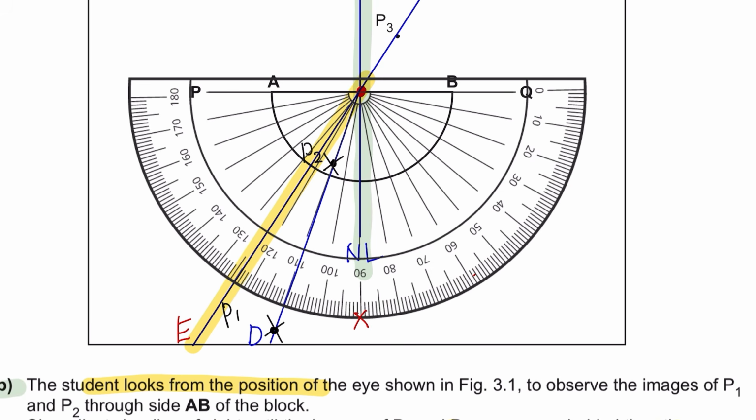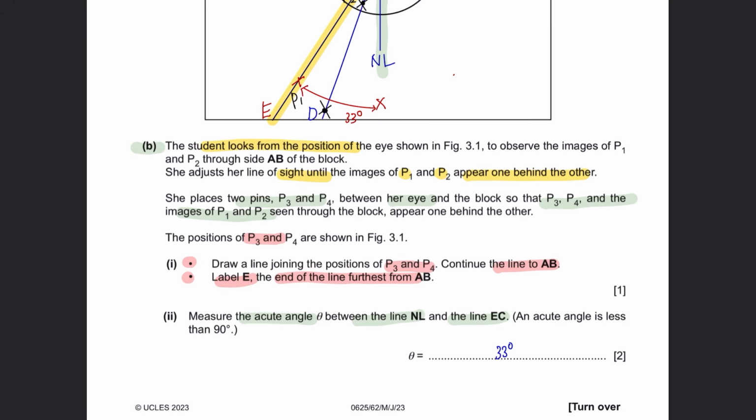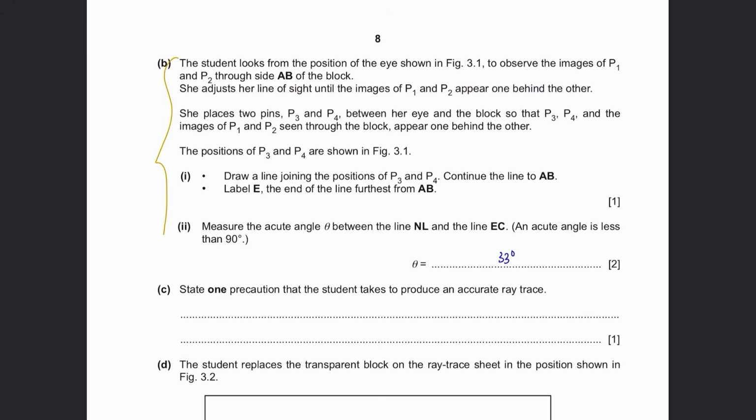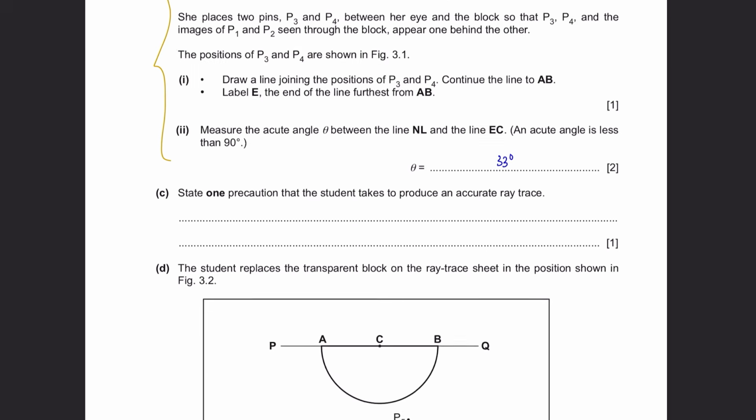From our normal NL to the line EC, we will observe an angle of 33 degrees. According to your marking schemes, any answers within the range of 30 to 34 degrees is acceptable. Okay, now we're done with all the questions in Part B.